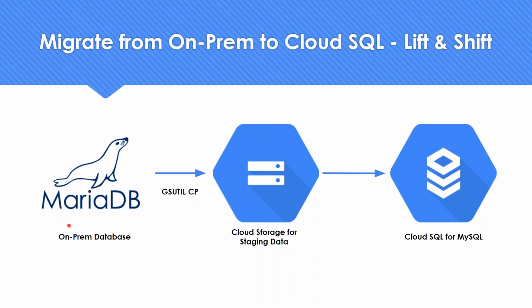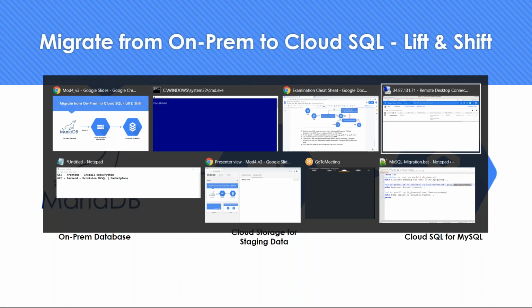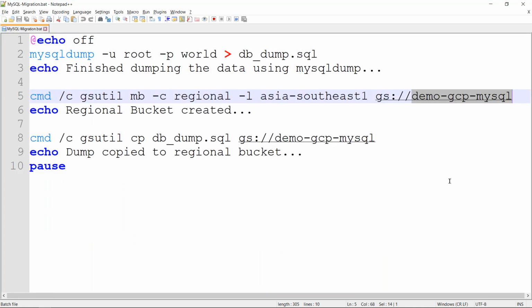So basically do a MySQL dump, do gsutil copy to a Google Cloud Storage bucket, which is regional. Afterwards, we can import it from our Cloud SQL instance. So let me just show you a small script, and the script is already available in the Google Drive. You can just go and get it. In day or module 4, you should get it.